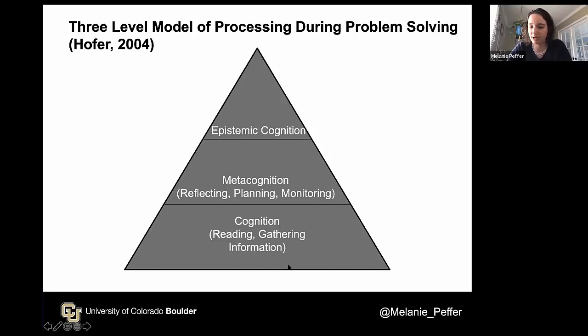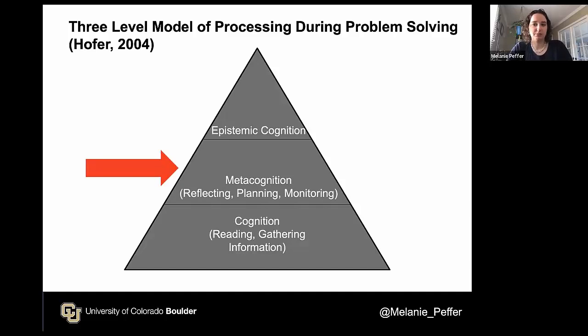So we have just regular cognition here at the bottom. That is reading, gathering information, recalling information. And we have the metacognition. It's reflecting on what I know. It's planning on what I need to do next in this problem solving. It's monitoring where I am, and also the epistemic cognition piece. So metacognition is often thought about as thinking about thinking, whereas epistemic cognition is knowing about knowing. So how do I know I've reached a certain point in my problem solving?